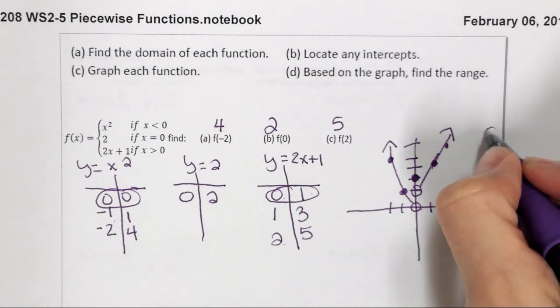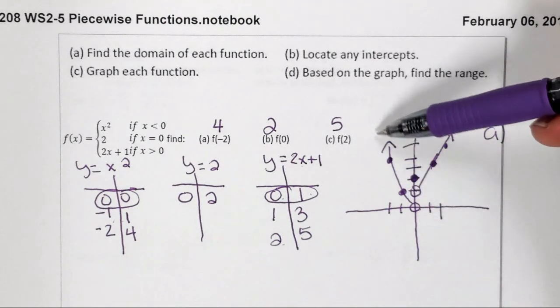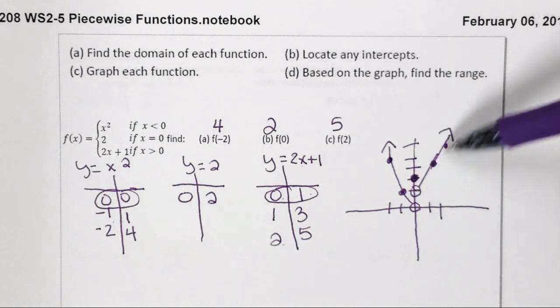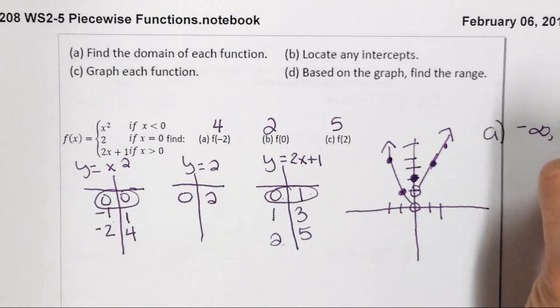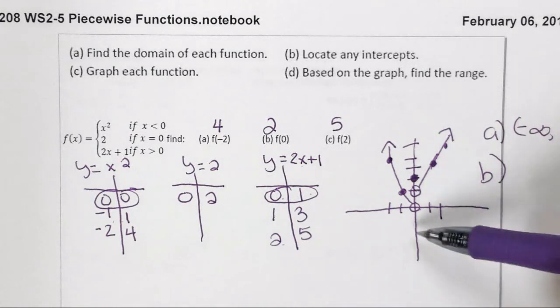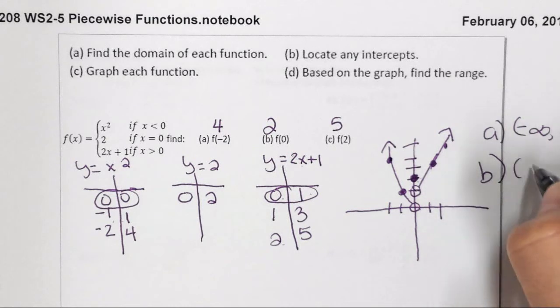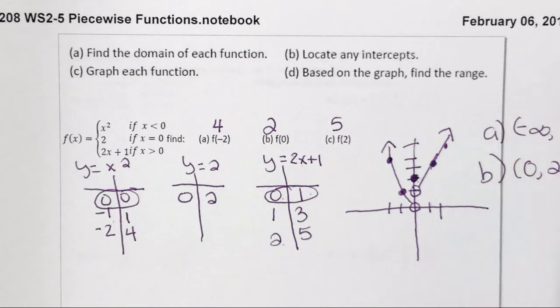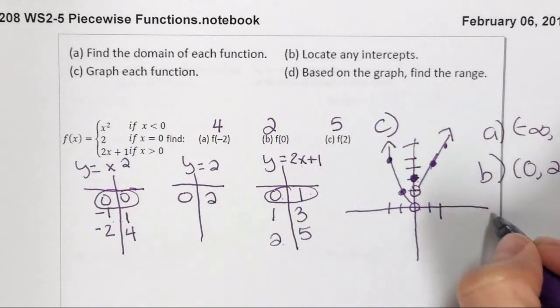Okay, so the domain. It looks like I'm going forever to the left. I actually do include the 0 and forever to the right. So my domain is going to go from negative infinity to positive infinity. B wants the intercepts. The only place I actually touch an x or a y is right over here on the y-axis at 0, 2. C wanted me to graph it, so here's C.